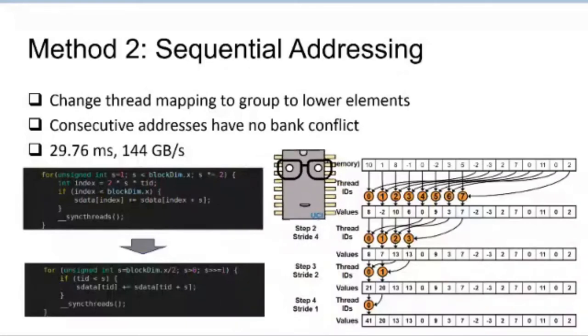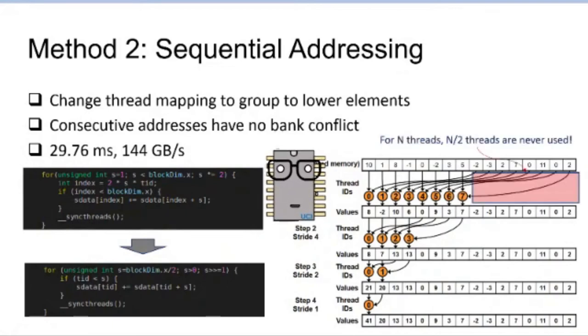And one of the things that will maybe immediately stand out, maybe in retrospect something that we should have considered even when we were first building this, is that if we spawn n threads for n elements, the upper half, n divided by 2, of the threads are never used in this approach.